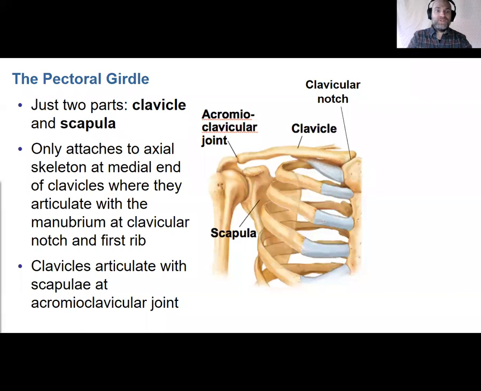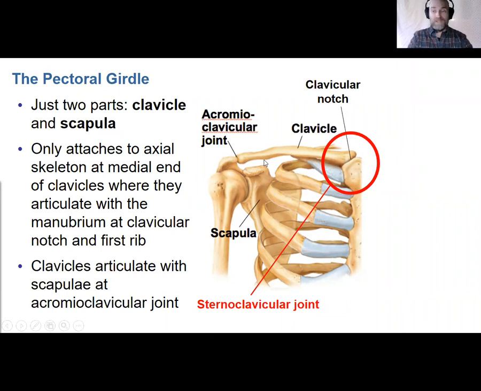The second joint I want you to know in the pectoral girdle is this important joint, the sternoclavicular joint. This is where the sternum that you see here, in the very center of the chest, articulates with the clavicle. So sternoclavicular refers to the articulation of the sternum with the clavicle. What's important about this joint is this is the only place where we have a joint of bone articulating with bone between that pectoral girdle and the axial skeleton.